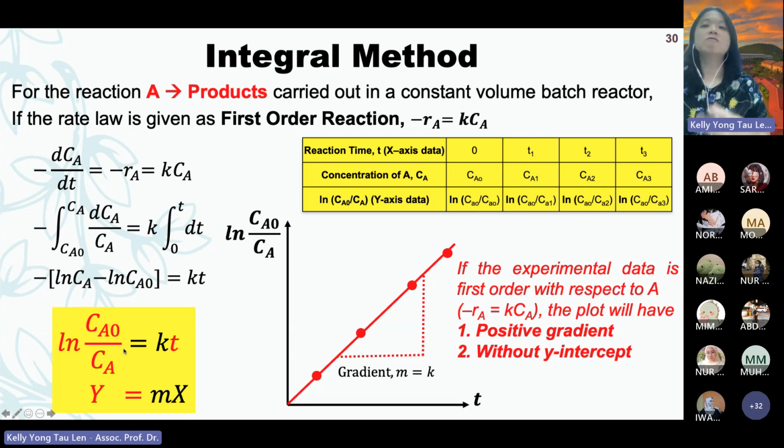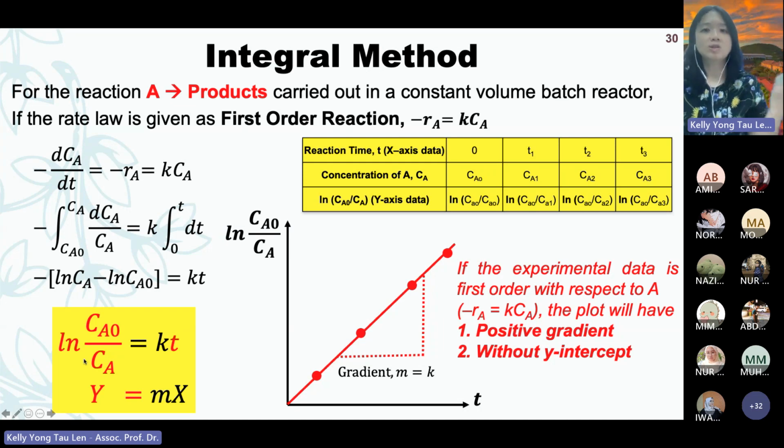So kalau your reaction is first order reaction with respect to A, your equation become ln CA0 per CA equals to KT. So you can see dah lain kan, tadi zero order plot equation lain, kita plot lain. Sekarang first order kita dah dapat equation lain. Plot kita pun mestilah dah berlainan. So again, kita akan tahu mana satu Y, mana satu data paksi Y, mana satu data paksi X. So you can see our Y-axis data.